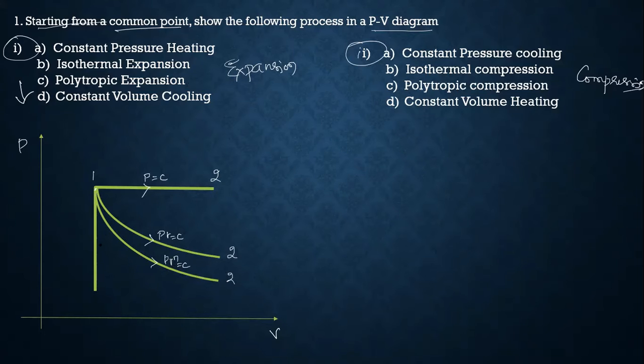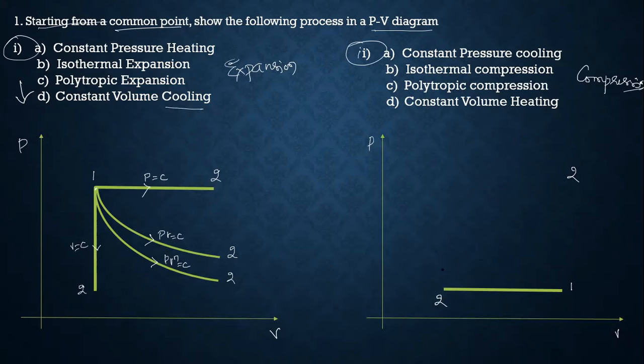D, constant volume cooling. In a cooling process, look at this constant volume cooling, where pressure decreases. Volume is held constant. In a constant pressure heating, volume increases. In constant volume cooling, the pressure decreases. Next we will go to all the four compression processes.